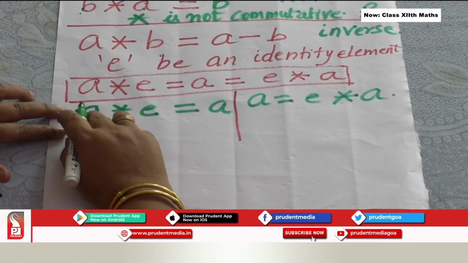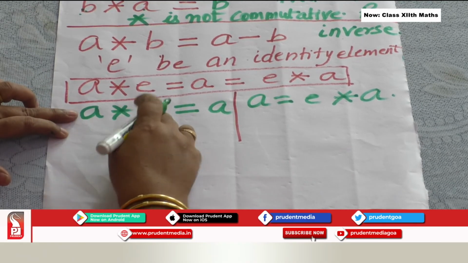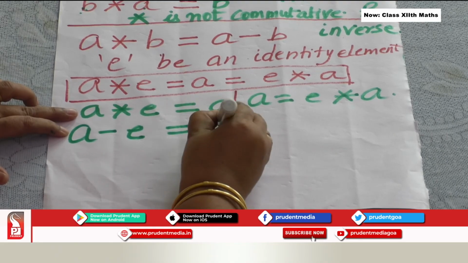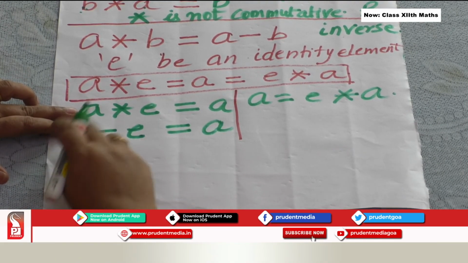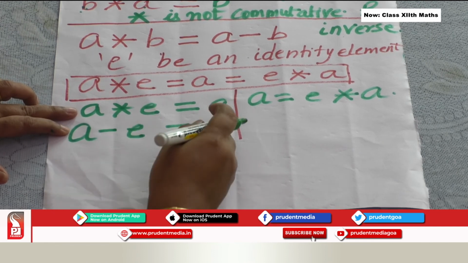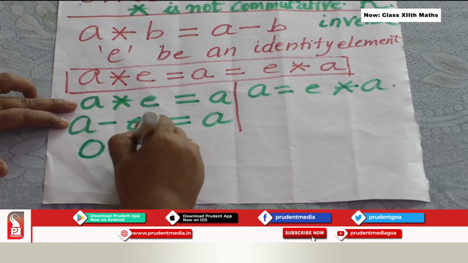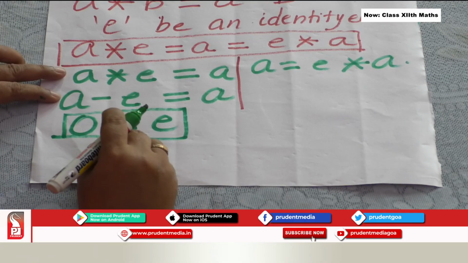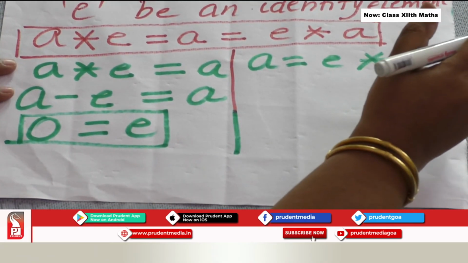Now what is A star E? It is A minus B, so A star E will be A minus E is equal to A. Is it clear to you all? Now if I bring A to this side, A minus A is 0, which is equal to E, correct? The identity element is 0 on this side.